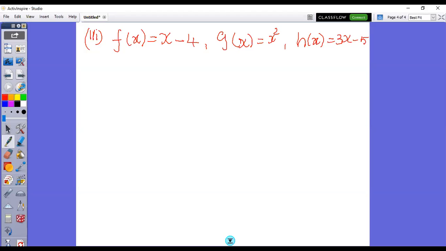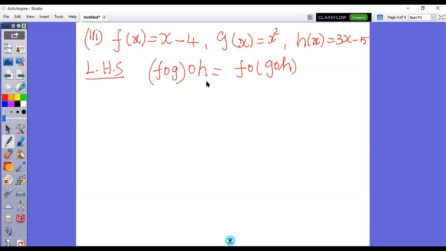First LHS equal to F composite of G composite of H. First, F composite of G composite of H equal to F composite of G composite of H. Let us first write this one, then second this one.